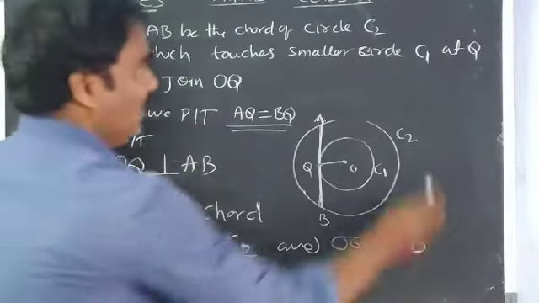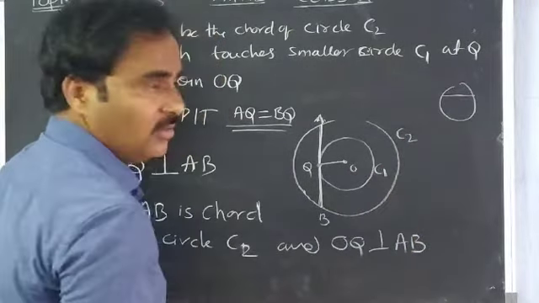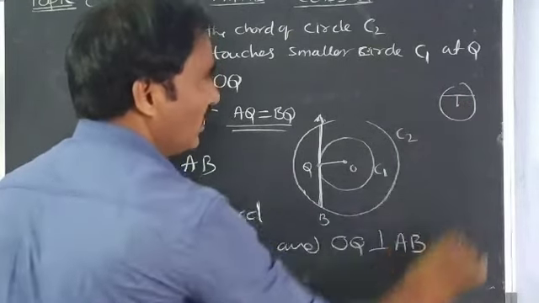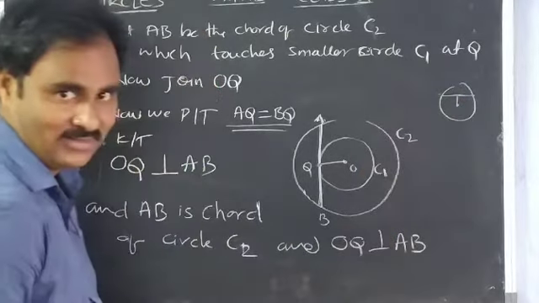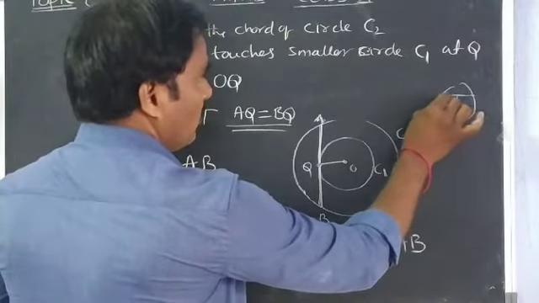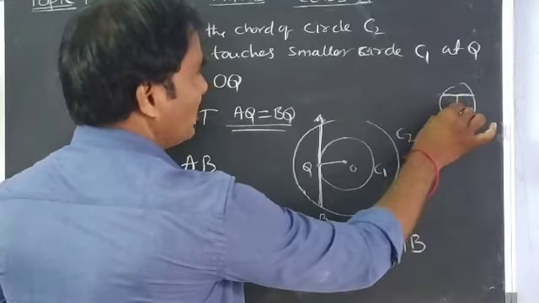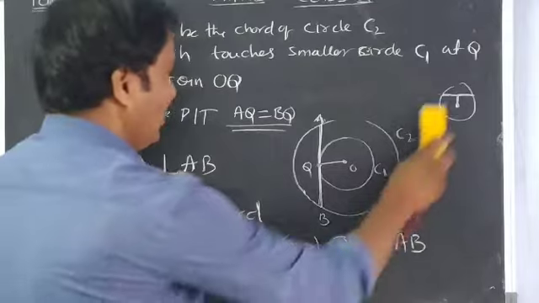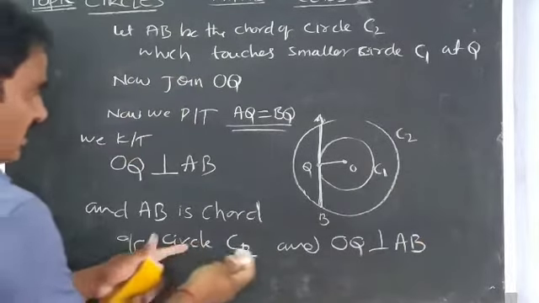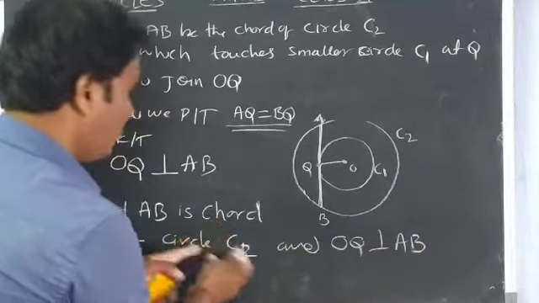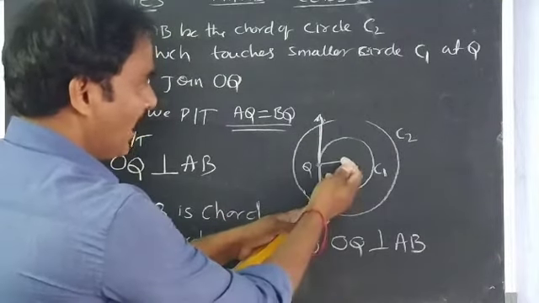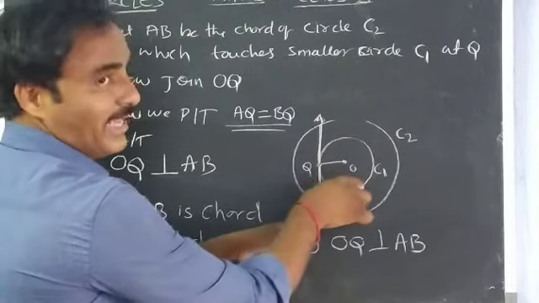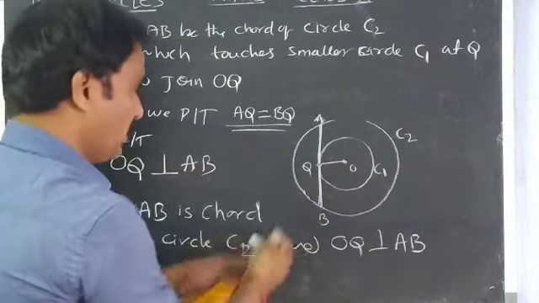See here, in a circle if you have a chord, and from the center you draw a perpendicular to the chord, it will bisect the chord. We know this condition, so I am using that. We have AB as a chord of C2, and already we proved OQ is perpendicular to AB. Why? Because AB is tangent to C1. So automatically OQ is perpendicular to AB.